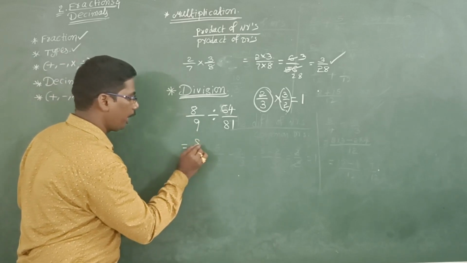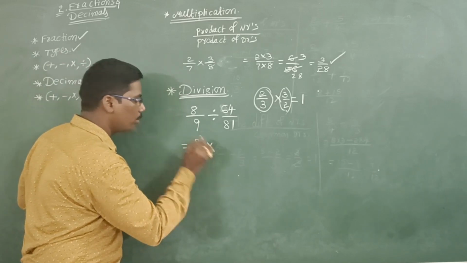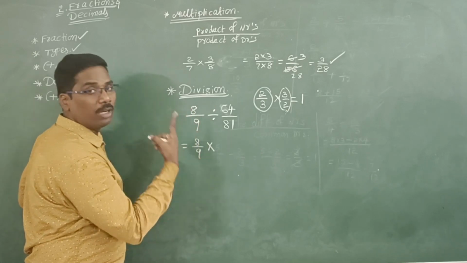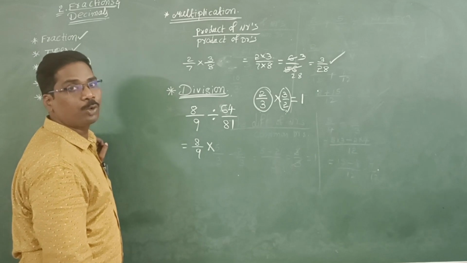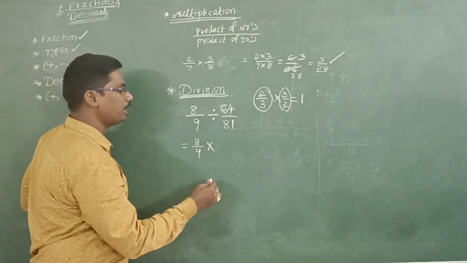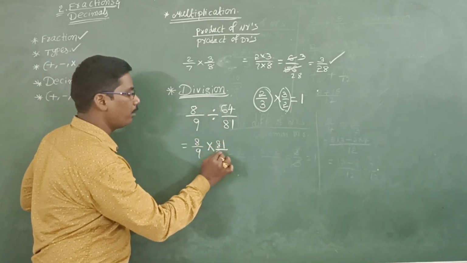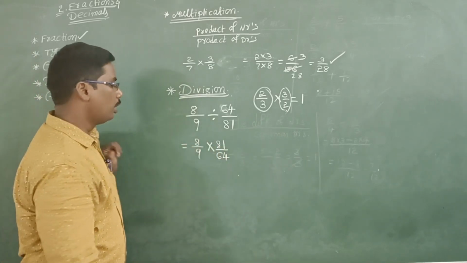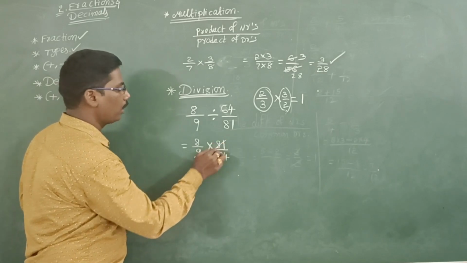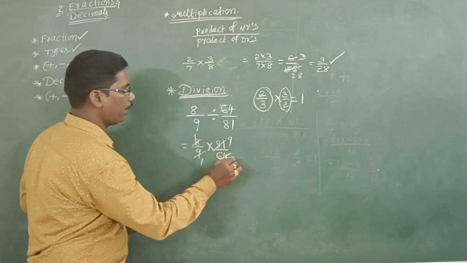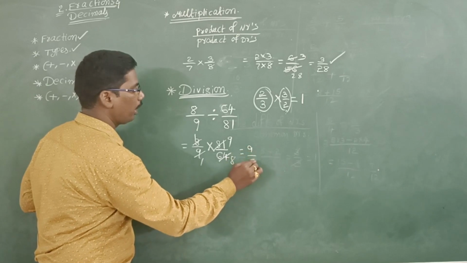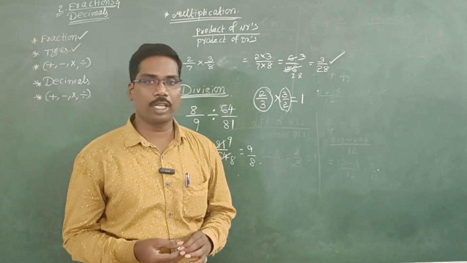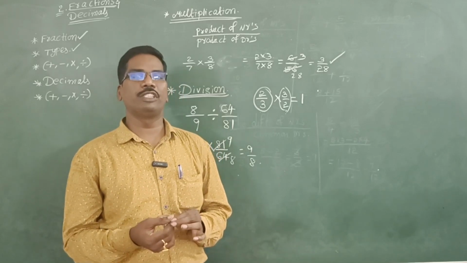That is nothing but 8 by 9 into, so we are multiplying. They are giving division, and we are doing multiplication with the help of the reciprocal of the second fraction. What is the reciprocal of the second fraction? 81 by 64. The numerator becomes the denominator and the denominator becomes the numerator. Now we cancel. 9 ones are 9, 9 nines are 81, 8 ones are 8, 8 eights are 64. So finally I got 9 by 8. Like this, we can add fractions, subtract, multiply, and divide.